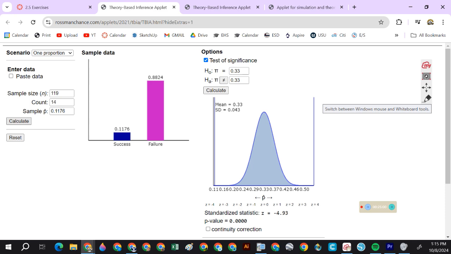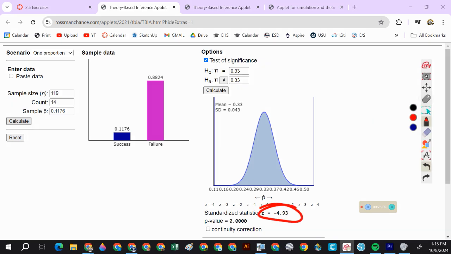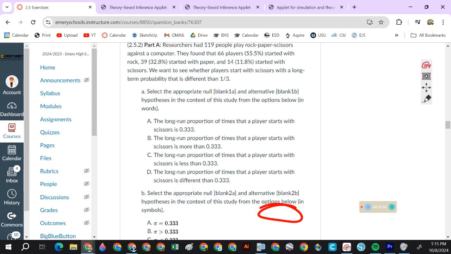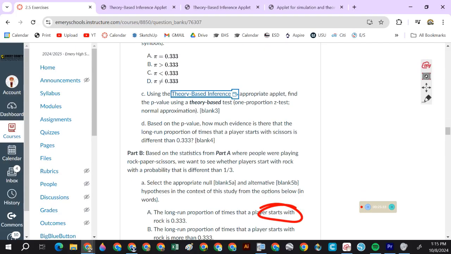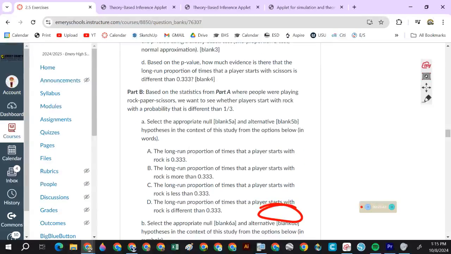And my p-value is what? Well, look at my z-score. The z-score is negative 4.93. How likely are you to be 4.93 SDs away from the mean? Very unlikely. In fact, the p-value in this case is 0. It's so small it doesn't even register. So, is there evidence to suggest that players who start with scissors is different than 0.33? Oh yes, definitely.